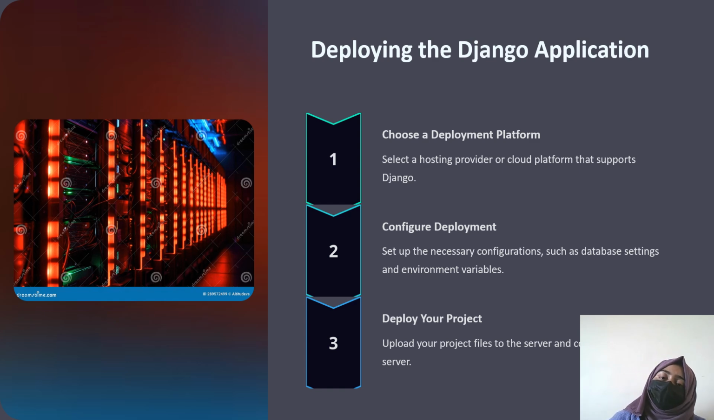Configuring deployment is, as I said, very important. The necessary configuration should be there to host with the proper database settings and environment variables. The environment selected for Django has to be one in which it can perform well. Once all the project files are delivered to the servers, it can be well used and well performed. So that will be the project.